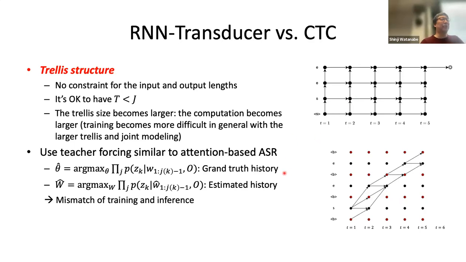And the RNN transducer is also similar to the attention-based encoder decoder: we often use teacher forcing. So this is also another approximation. The RNN transducer and attention-based encoder decoder generally don't have so many approximations, but they still use teacher forcing, which is actually quite a large approximation.